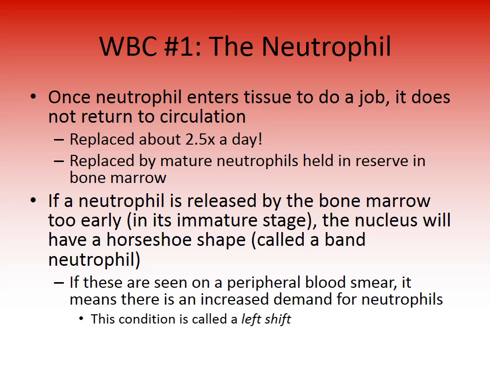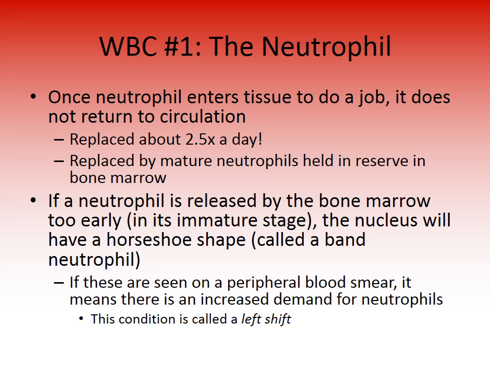Whatever the neutrophil's job is, it will diffuse from the blood circulation into the tissue where it has to do its job, and it will never return. So amazingly enough, our neutrophils are replaced about 2.5 times a day, by mature neutrophils held in reserve in the bone marrow. The bone marrow will hold on to those mature neutrophils and spit them out when needed. Like I said when we were talking about how it forms from the stem cell all the way down into an immature neutrophil, the most mature is what gets spit out to the peripheral blood system.